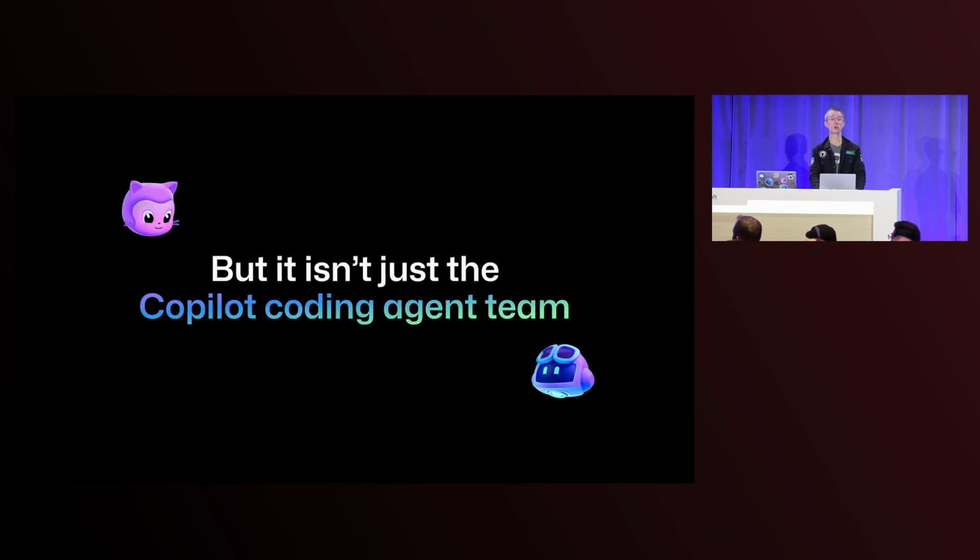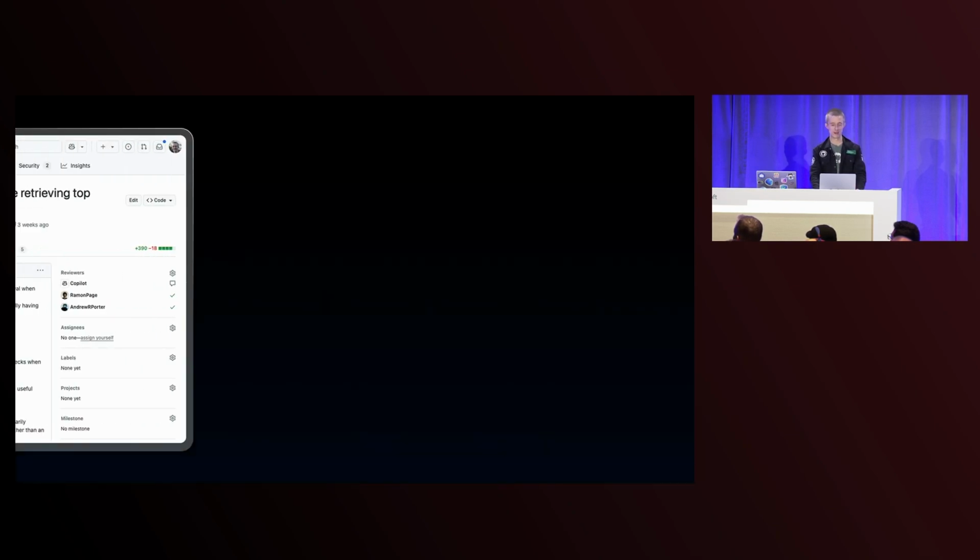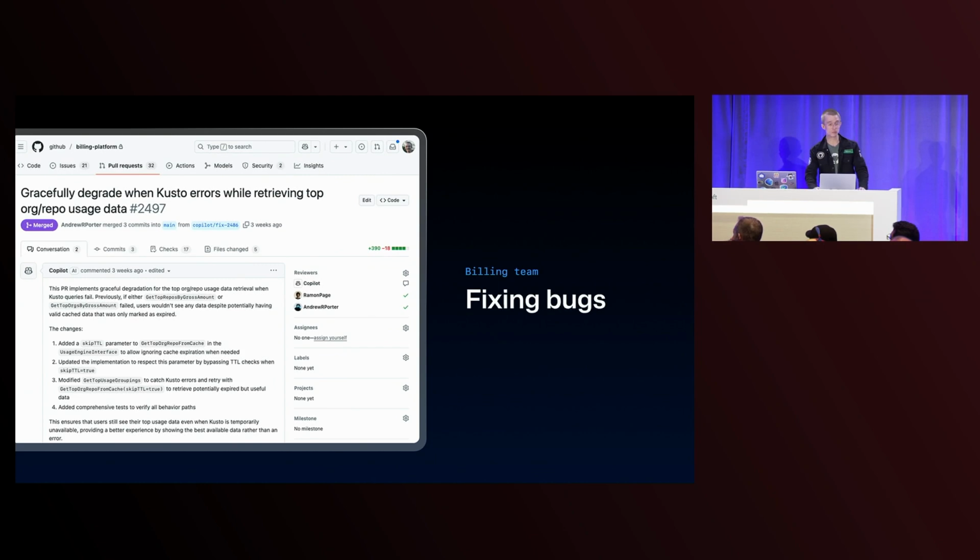This has actually been used a lot across all of GitHub. A few examples that I like. So this is one I like from our billing platform team. They had a bug in their application where if the database was down or timing out or erroring out, it would completely fail. The application would just error, even if there was cache data available.